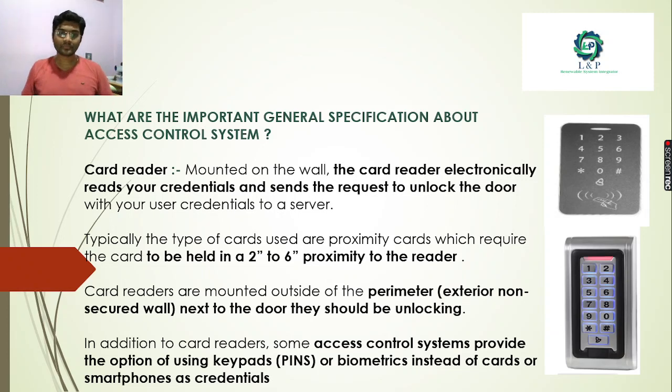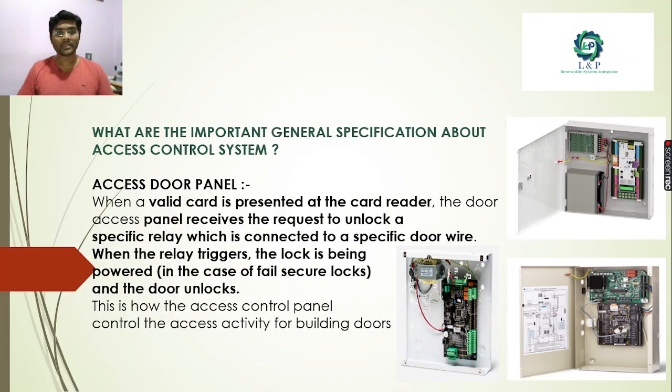In addition to the cards, we can have the option of entering PINs or biometrics instead of cards. Even smartphones can be used as credentials. The next important thing after the card reader is the door access panel. If we use a valid card in front of the card reader, the door access panel receives a request to unlock the specific relay which is connected to the door wire. As we told earlier, magnetic locks and electromagnets are being used. This will be in a normally NC contact.